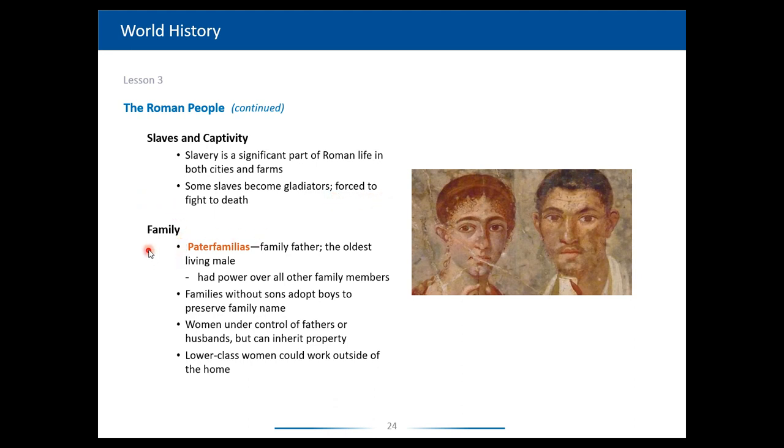The family is very important in Roman society. Paterfamilias, or the family father, is the oldest living male. He had power over all of the family members. Families without sons adopt boys to preserve their family name. The women were under the control of fathers or husbands, but could inherit property. Lower class women could work outside of the home.